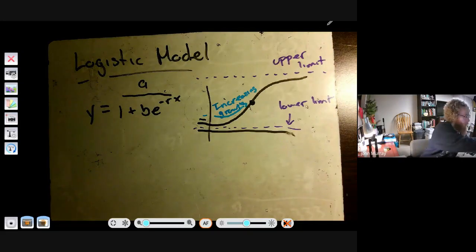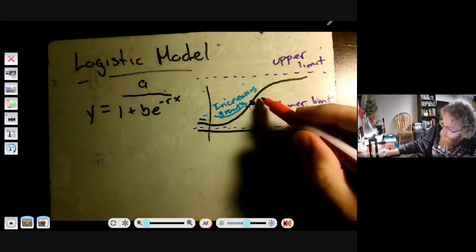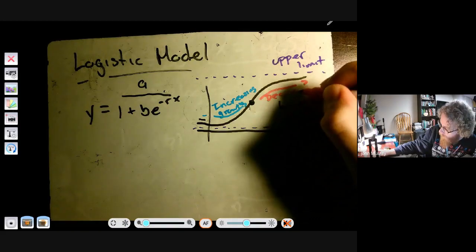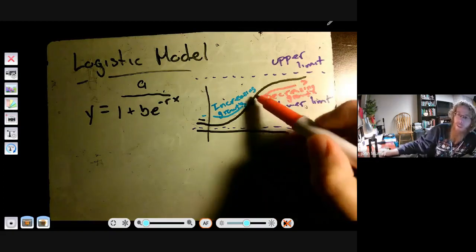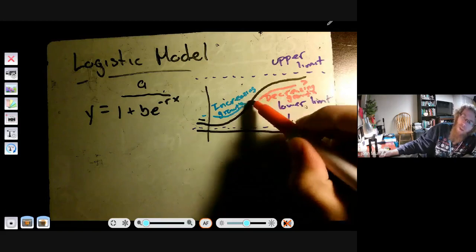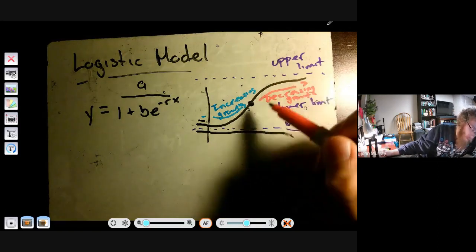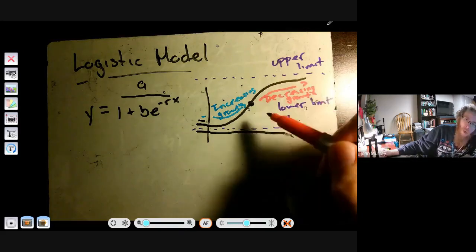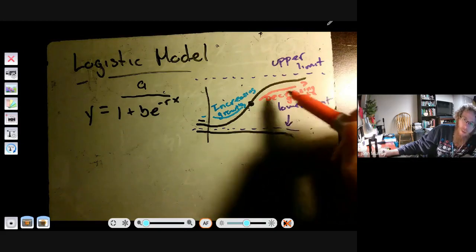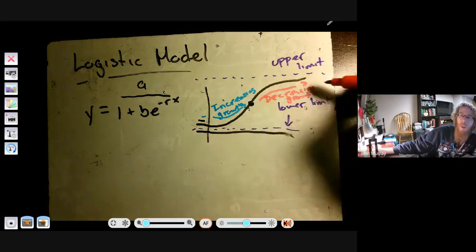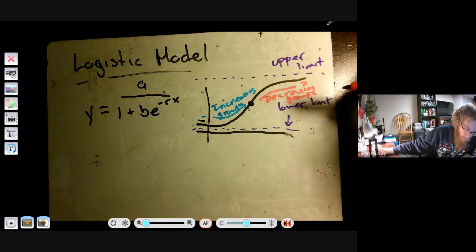Then, once we hit a threshold, a turning point, I'm still increasing, but I'm not increasing as much as I was before. In fact, my increasing intervals are decreasing. So we have a decreasing rate of growth over here. It's kind of exponential on this side, and then it turns into almost a logarithmic one on this side.